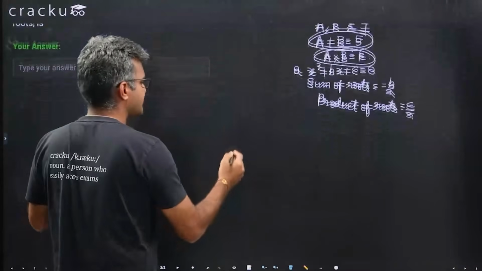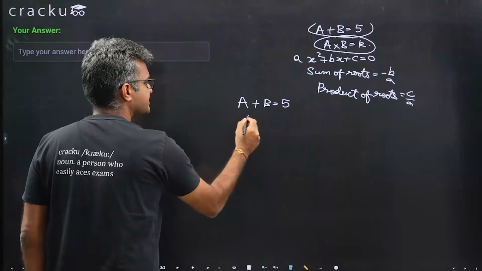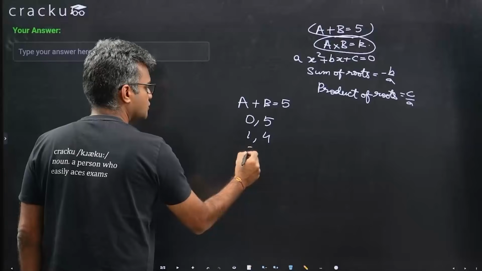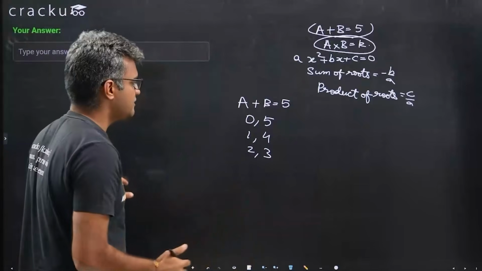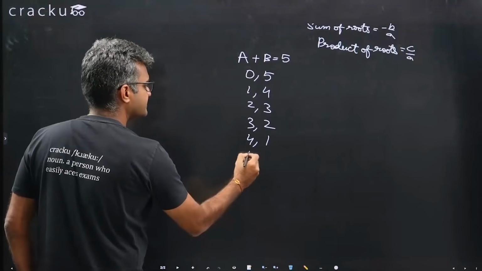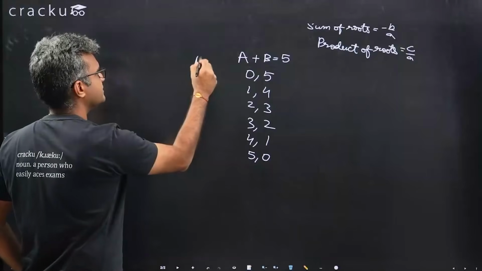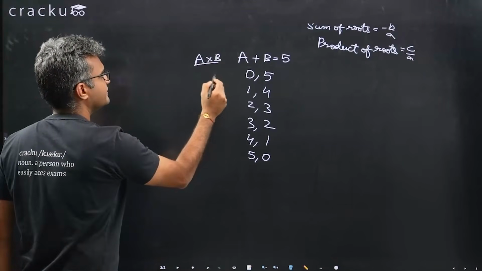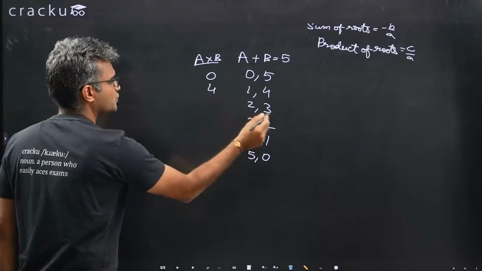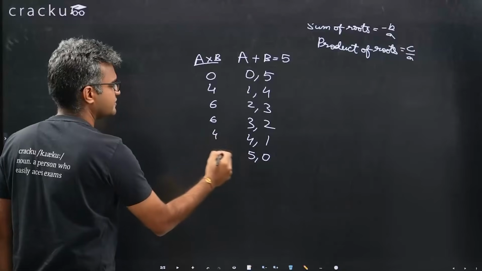So what are the values that a plus b can take? If a plus b is equal to 5, a and b can be either 0 and 5 or 1 and 4 or 2 and 3, or the other way around where they will be just exactly opposite, 3 and 2, 4 and 1 and 5 and 0. In each of these cases, we can calculate the value of a into b. So a into b will be in this particular case 0 into 5, which is 0, 1 into 4, which is 4, 2 into 3, which is 6, 3 into 2 also will be 6, 4 into 1 will be 4, and 5 into 0 will be 0.